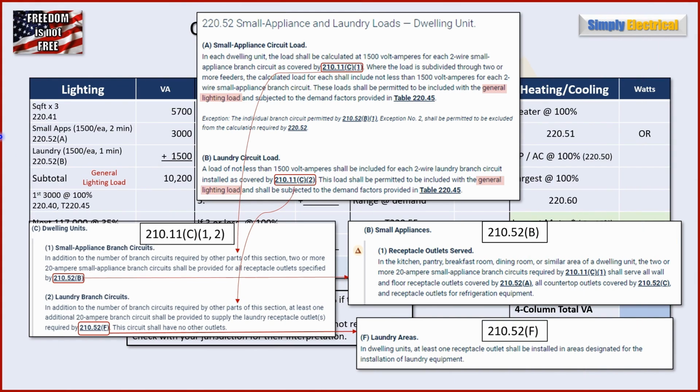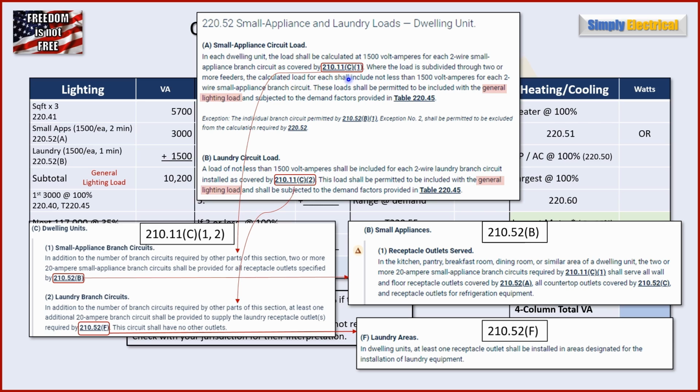Next, we're going to move on to our small appliances. To find out the requirements for small appliances, we're going to go to 220.52, Small appliance and laundry loads for a dwelling unit. Okay, A is small appliance circuit load. In each dwelling unit, the load shall be calculated at 1500 VA for each 2-wire small appliance branch circuit as covered by 210.11(C)(1). Okay, let's stop there.